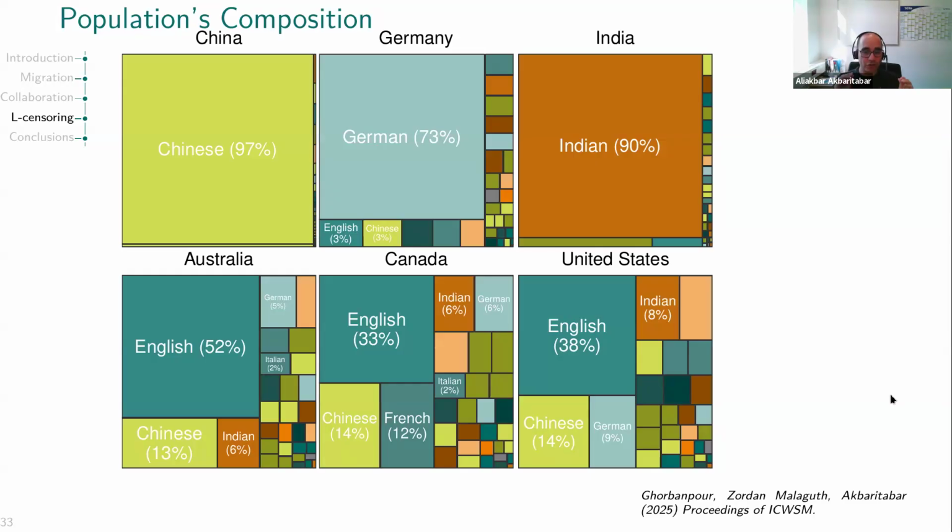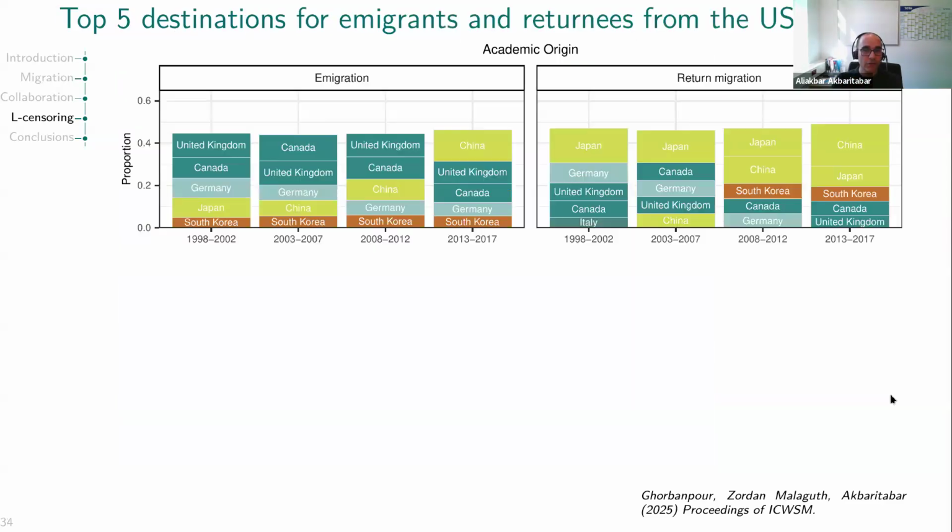Here again, we are just assigning a nationality to their names, but we cannot yet say if this scholar is moving to their country of origin. That is what we do in this step. So we look at the moves that they have already made, and then on the left-hand side, we identify if this move is to a country that is different from their country of birth, academic birth.